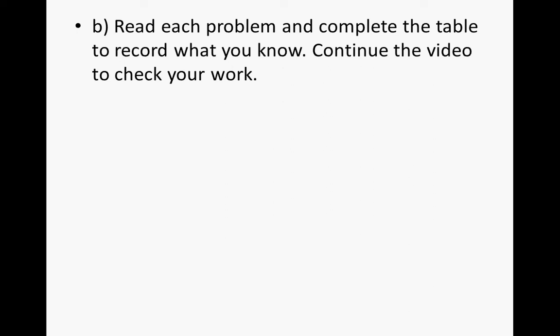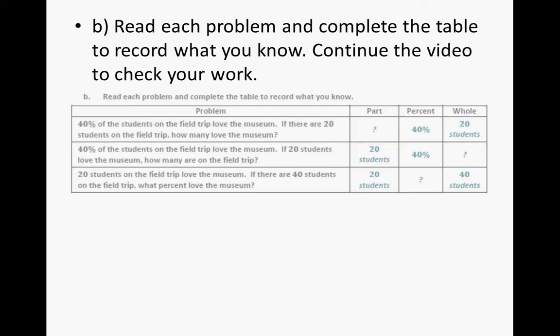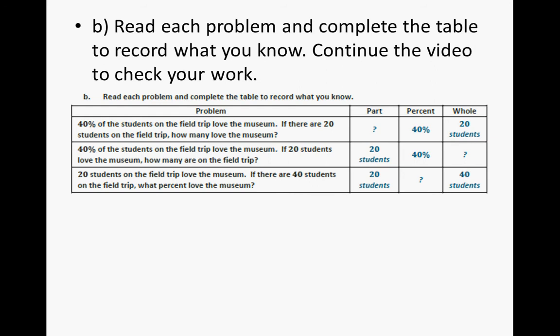Alright, you should be done with part B, and this is what you should have. So in each problem, 40% of the students on the field trip love the museum. If there are 20 students on the field trip, how many love the museum? Well, now you're given the whole. The whole is 20 students. The percent is 40%, and what we're looking for is the part.